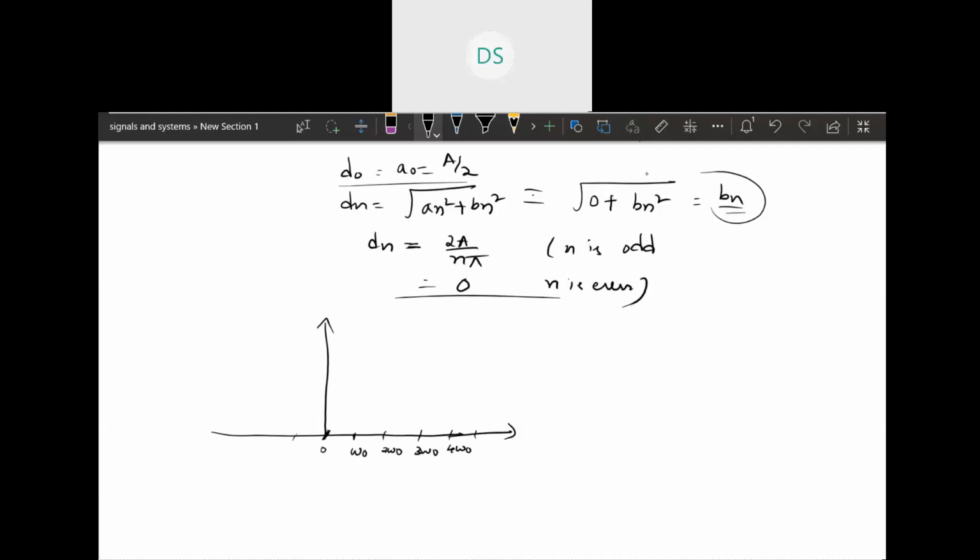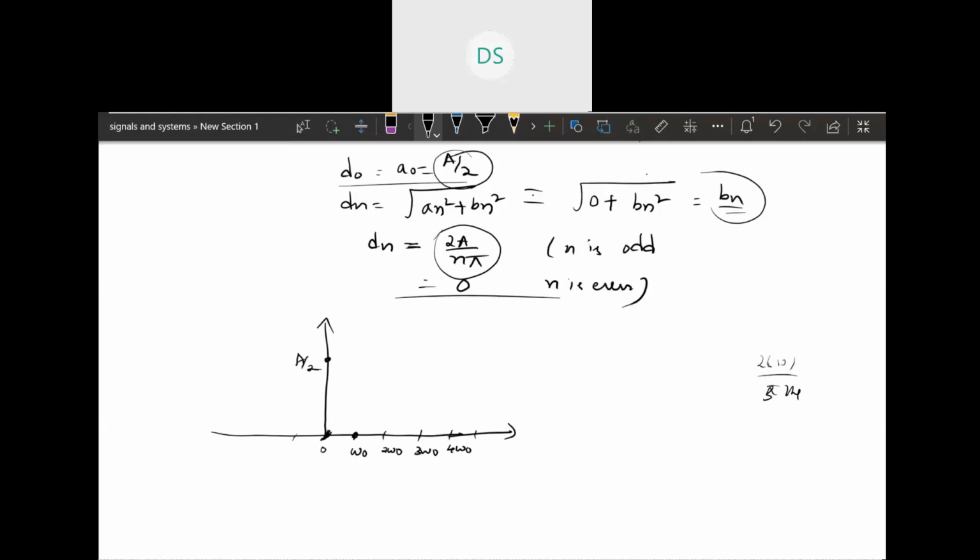What is the dn value when n is equal to 0? Its value is a by 2, a constant. When n is equal to 1, it will be 2a by pi. 2a by pi is less than a by 2. You can verify also: take a value equal to 10, and at 0 it will be 10 by 2, which is equal to 5. When n is equal to 1, it will be 2a by pi, that is 20 by pi.